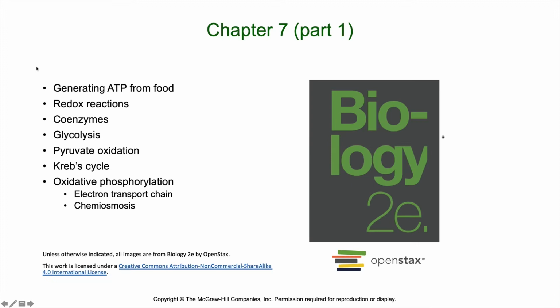All right, welcome to Chapter 7, Part 1. In this chapter, we're going to take metabolism a little step further, and we're going to look at how organisms generate ATP from their food. In the first half, we're going to focus on aerobic cellular respiration, and then in the second half, we'll look at anaerobic cellular respiration and fermentation.